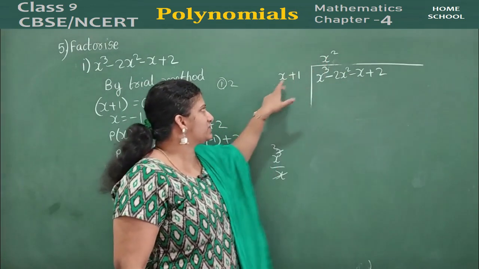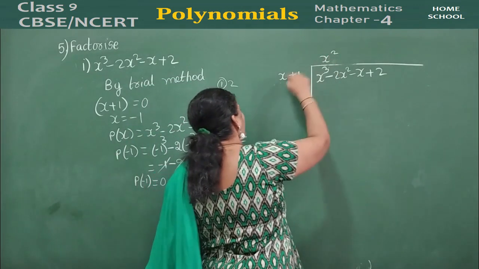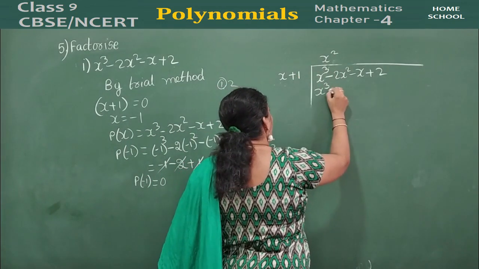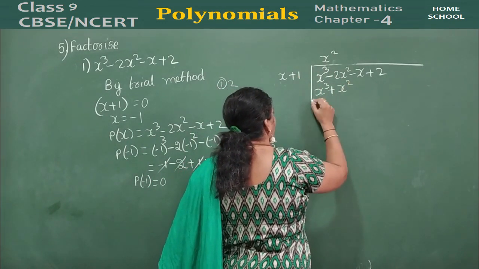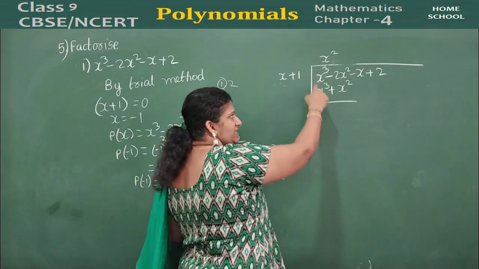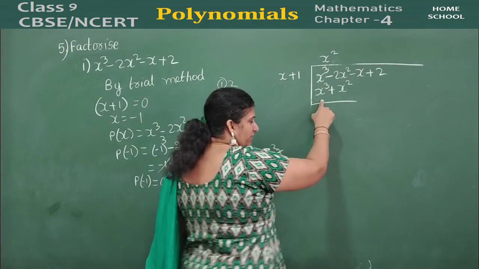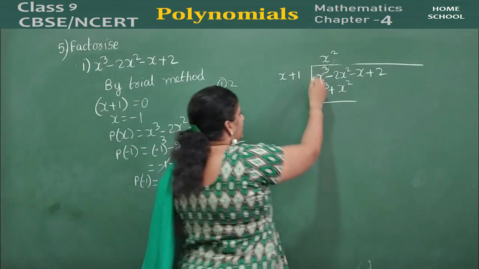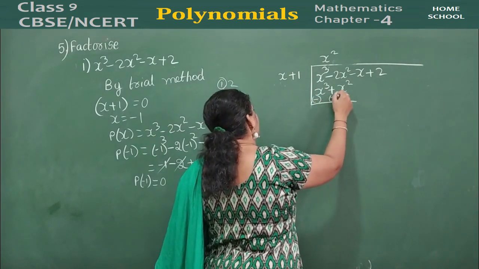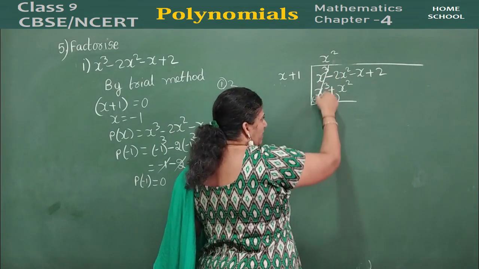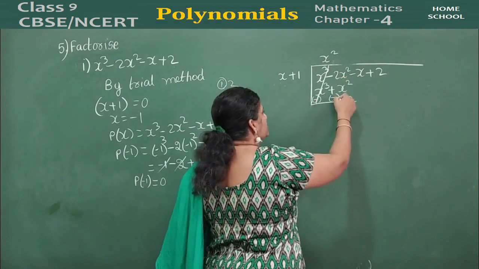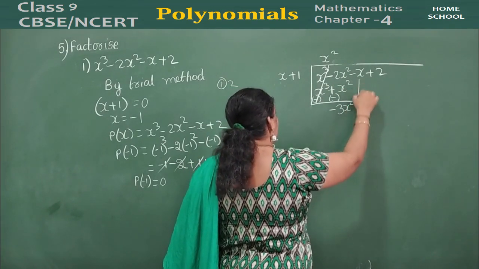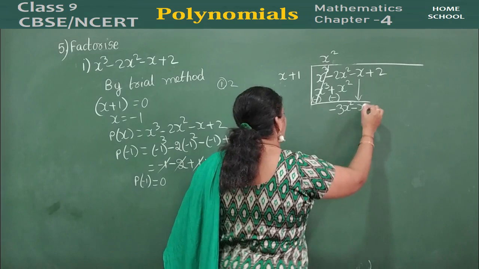Now this x square multiply. x square into x will be x cube, plus x square into plus 1 will be plus x square. Now observe here, both are having the same sign, they won't cancel. We need to make that cancel. How can we make that? We need to subtract the 2 terms, that is, change sign, cancel. Plus x cube minus x cube will be cancelled. Minus 2 minus 1 will be minus 3x square. Drag this term down, minus x.